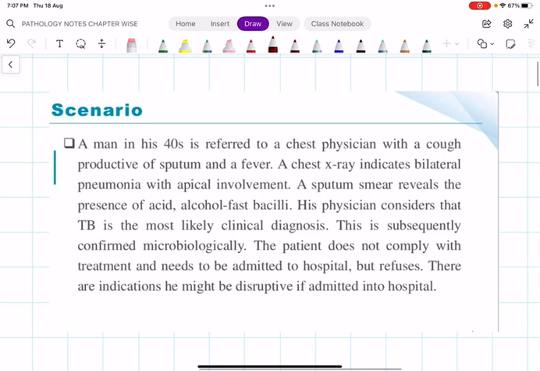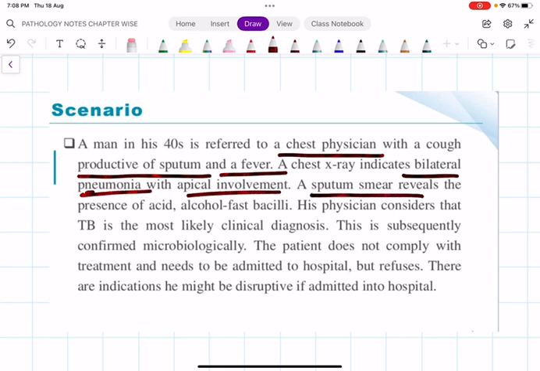A man in his 40s is referred to a chest physician with a cough productive of sputum and fever. Chest X-ray indicates bilateral pneumonia with apical involvement. Sputum smear reveals acid-fast bacilli. His physician considers that TB is the most likely clinical diagnosis. So this is one of the very typical case scenarios. From the history itself, they are telling that the patient is having tuberculosis.